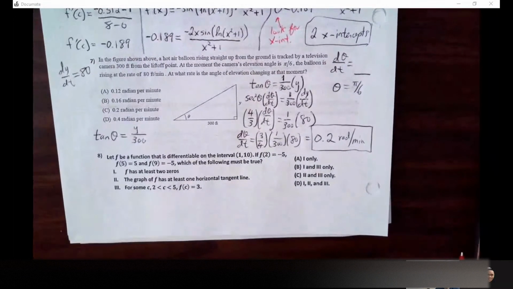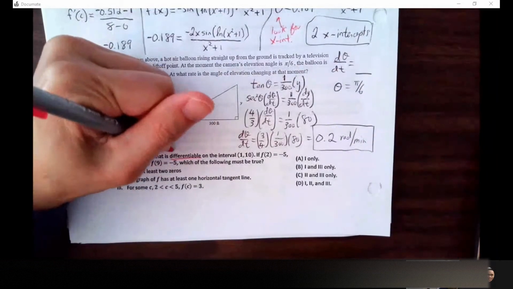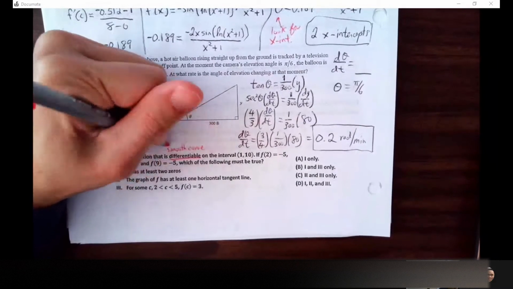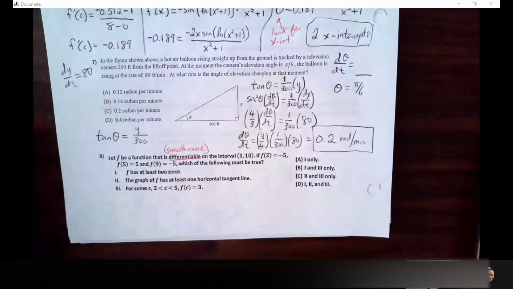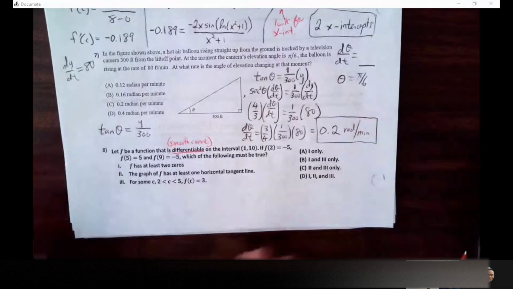All right, last one here, number 8. We have a function that is differentiable on the interval from 0 to 10. So it's a smooth curve. If f of 2 equals -5, f of 5 equals 5, f of 9 equals -5, which of the following must be true? I think it helps if we just sketch this graph out.